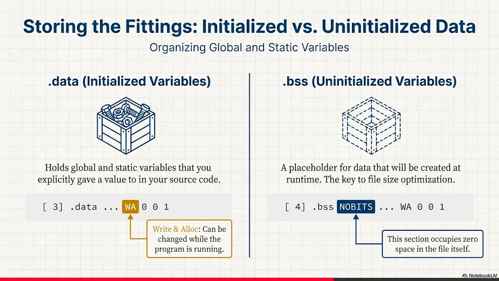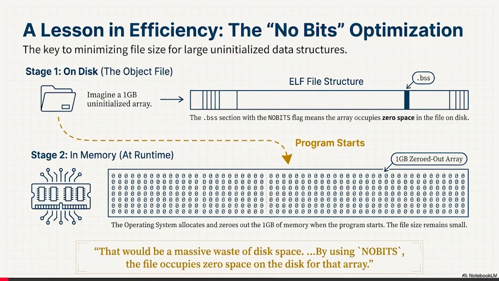Its flags are WA, write and alloc, confirming it needs memory and can be changed while the program is running. But the real optimization lesson here comes from .bss. This is where the file size savings really kick in. Absolutely. The .bss section is reserved for uninitialized data. What's fascinating here, and this is a key insight, is that the section header marks it as NOBITS.